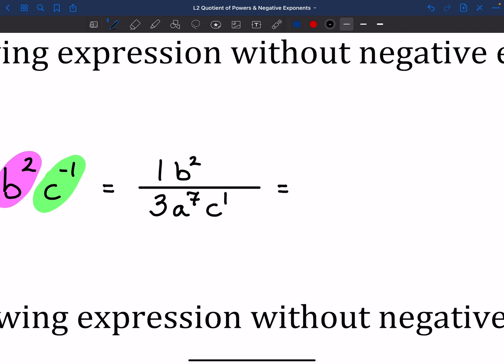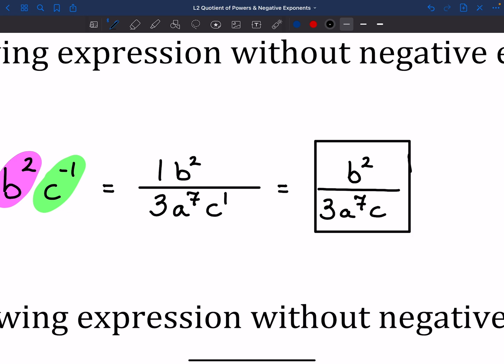The 1 that's up top, 1b squared, we can just write it as b squared. On the bottom, we have 3a to the 7th, and again, because that 1 is now positive, it's optional. You don't need it there, right? So that's what we're trying to get to.